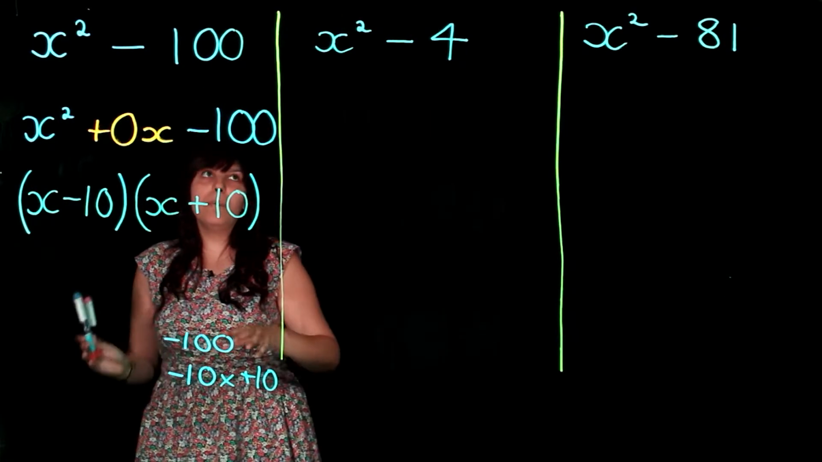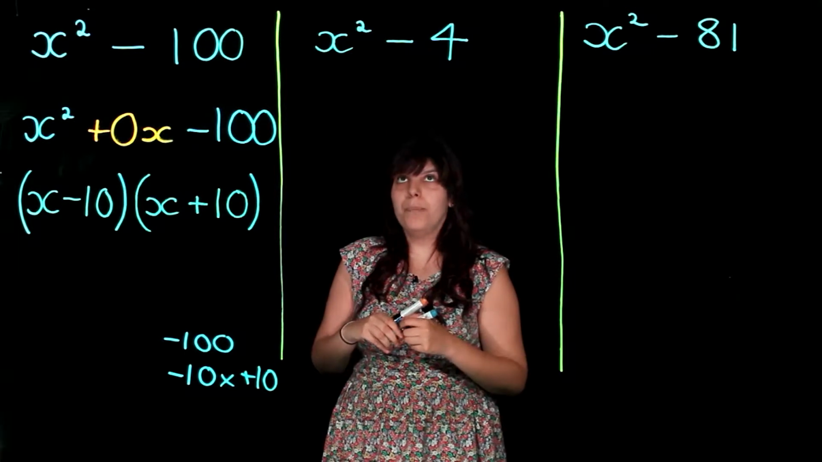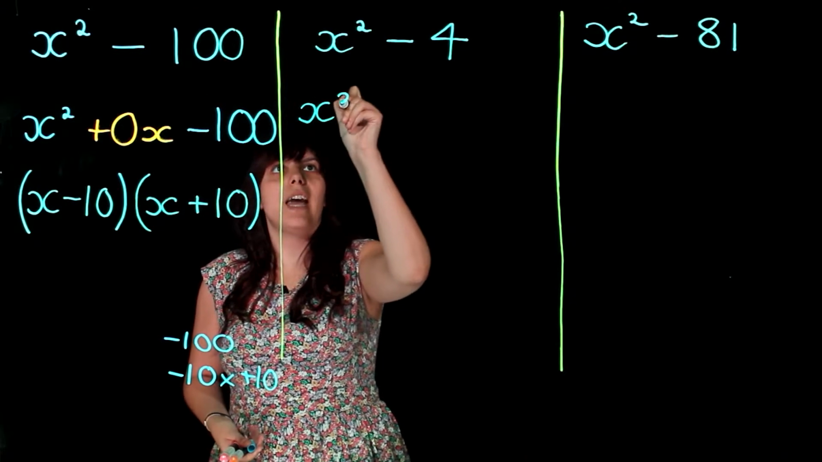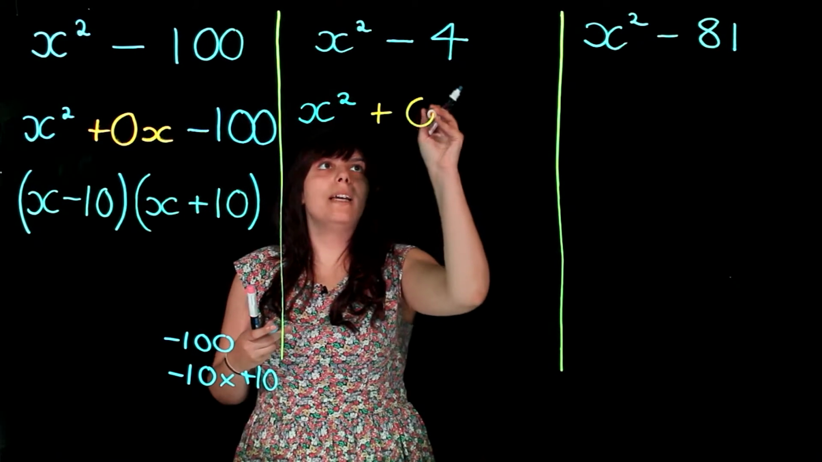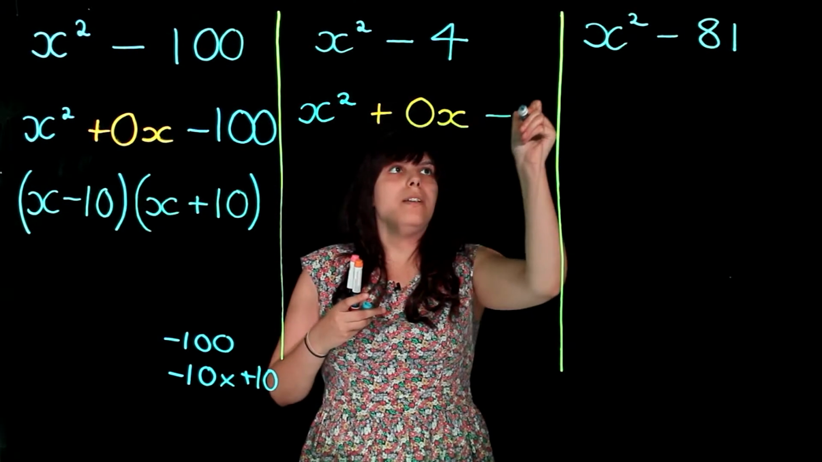Okay, if I now move on to my next expression, x squared minus 4, I'm going to do exactly the same thing. So rewrite this, and I get x squared plus 0x minus 4.